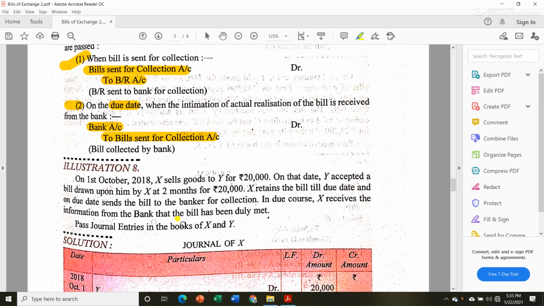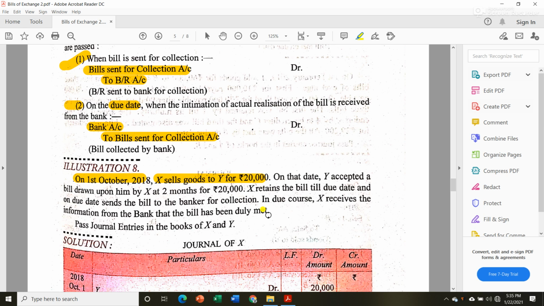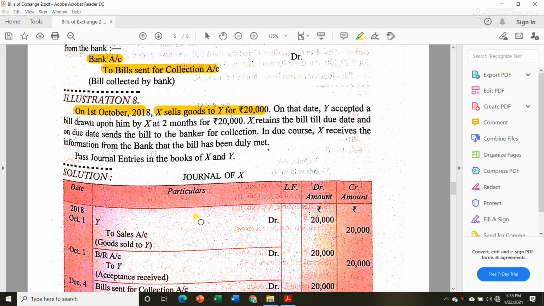Now illustration number 8. On 1st October 2018, X sells goods to Y for rupees 20,000. Now there is a transaction mentioned for selling goods also, so we have to pass journal entry for that. So let us see the transaction. Now in this case we know that only Mr. X and Mr. Y are there, so it's clearly mentioned that we have to prepare journal entries for two persons. So first let us see in the books of X how the journal entries will be done.